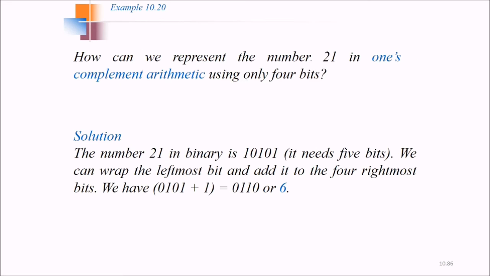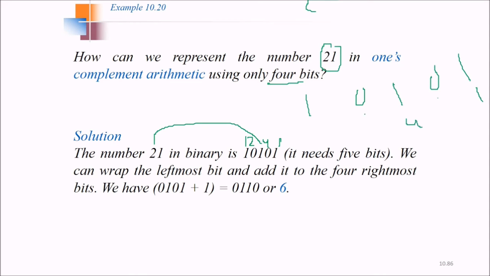So how can we represent the number 21 in one's complement arithmetic using only 4 bits? The number 21 in binary is 10101, that is 1, 4, and 16. This is 21, the binary representation of 21. So it needs 5 bits actually. So how are we going to make it?